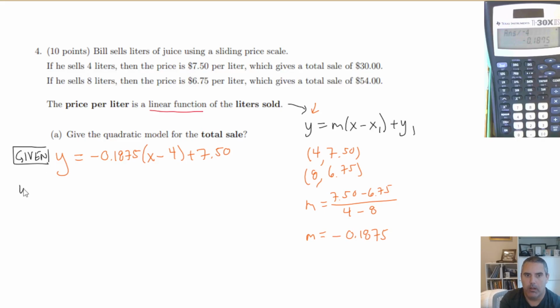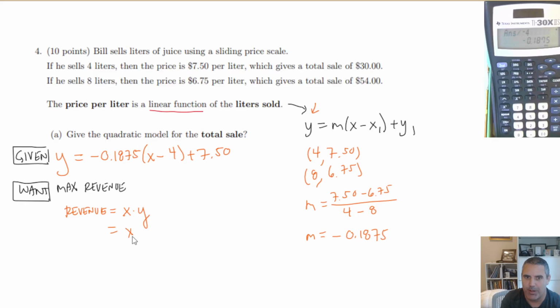But it's not what we want. What we want is maximum sale. Maximum revenue, I would say. So how do we do that? Well, what is the amount of money he gets? What's the revenue? What's the total sale? So the revenue is x times y, x being the number of liters, y being the price.